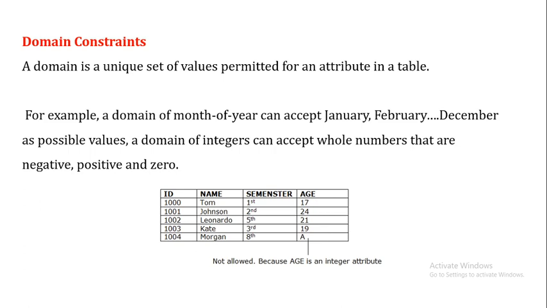Okay, let's see a table. This is a table. Take for an example, this is a table. These are the attributes: your ID, name, and your semesters. And this is your age.